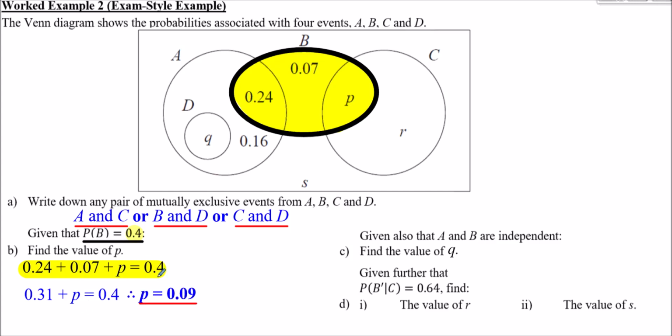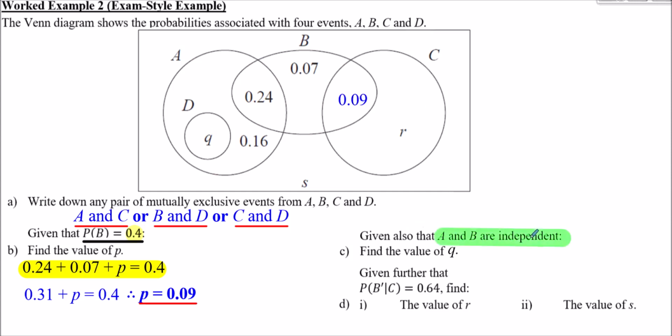So what we can do now is we can actually fill in this p. We can substitute the letter p for what the value of it actually is. So the next step, if I just bring the Venn diagram back to how it looked before and replace p with 0.09, that's now more useful to us in the future questions, part C and D. So before C, it says given also that A and B are independent. So what does it mean if 2 events are independent? Well, there is a formula we need to know.